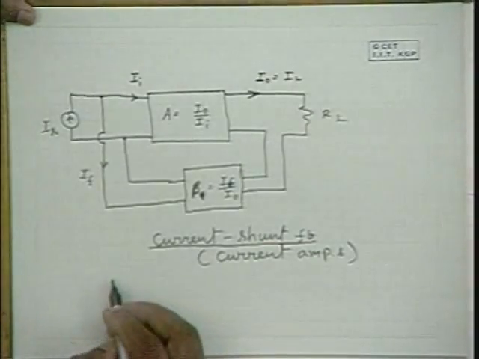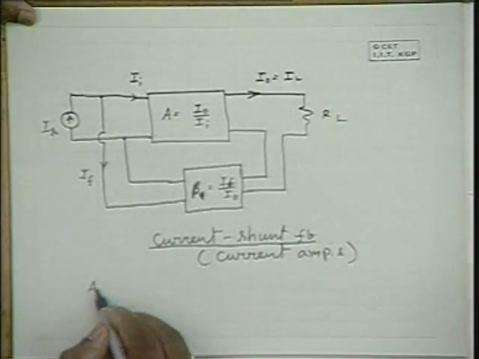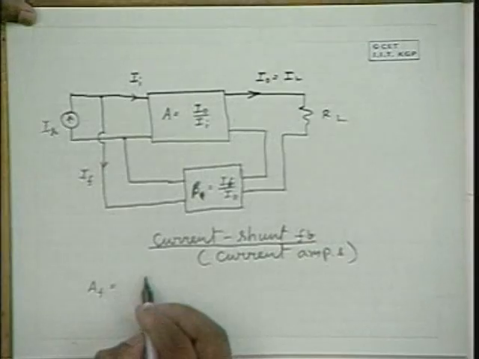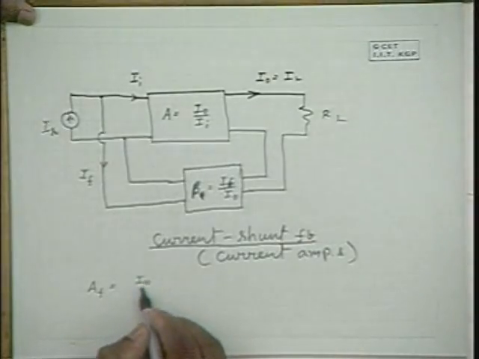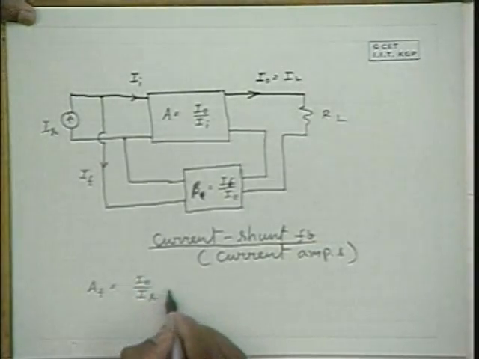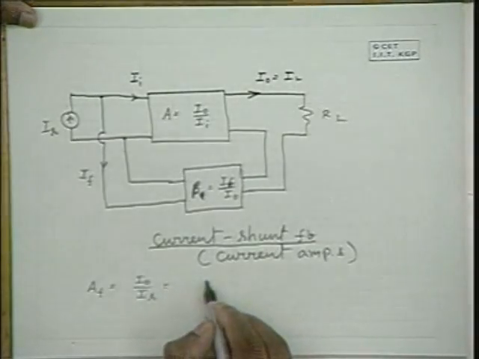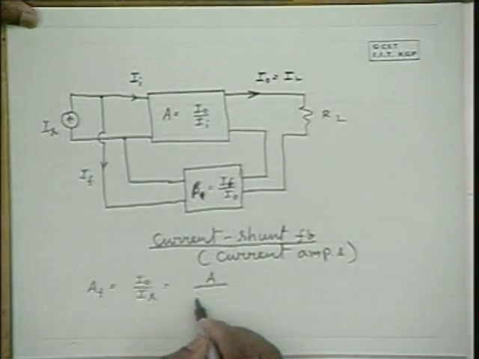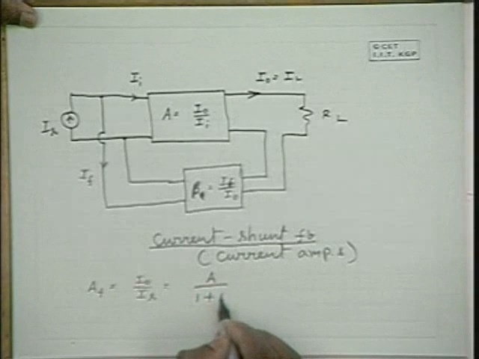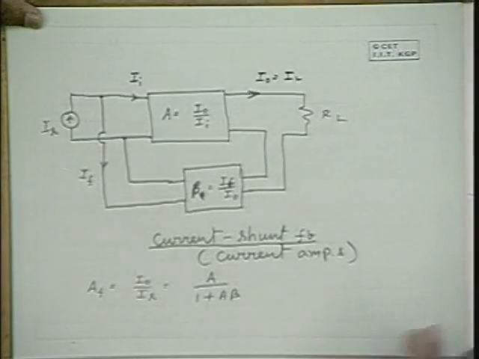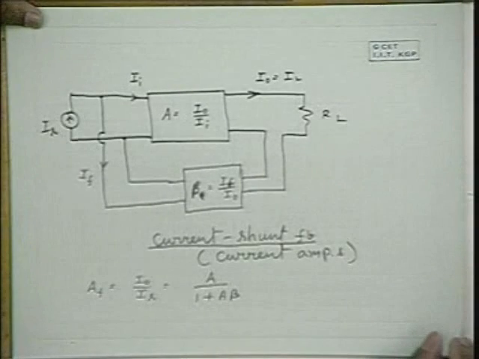In this case, you will get the gain of the amplifier with feedback as the ratio between I naught and Is, and similar to what we have obtained, you will get the expression for the gain as A by 1 plus A beta in this case also. Therefore, this is the gain of the feedback amplifier.